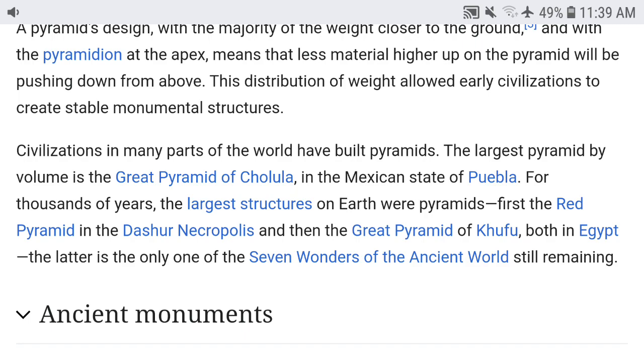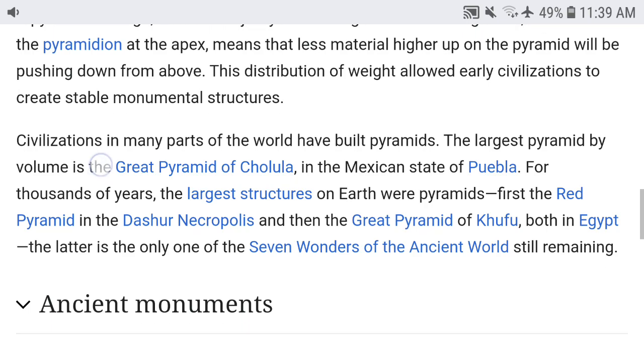First, the Red Pyramid in the Dashur necropolis, and then the Great Pyramid of Khufu, both in Egypt. The latter is the only one of the seven wonders of the ancient world still remaining.